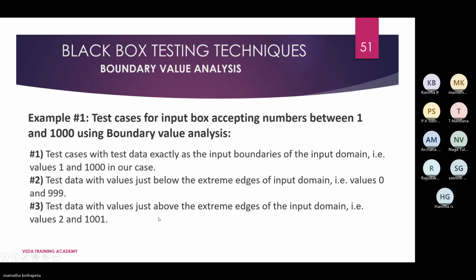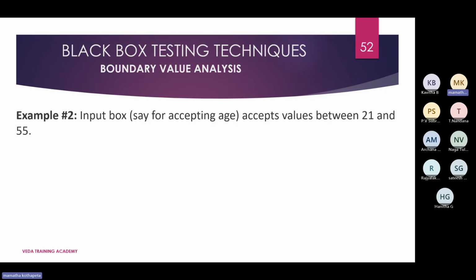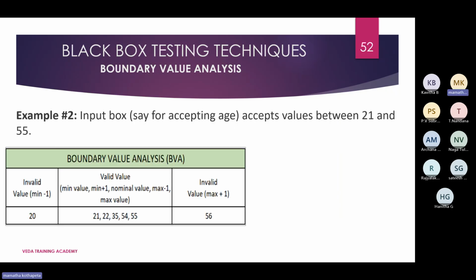Third one, what is it? Anything. What is it saying? 1000 plus 1 is what? Maximum plus 1 should not be accepted. Anything minimum plus 1 should be accepted. Maximum plus 1 should not be accepted. So let's see one more example that will give you a table. This is how you prepare a table, which will again give you a clearer understanding.